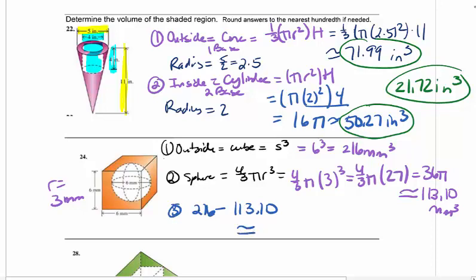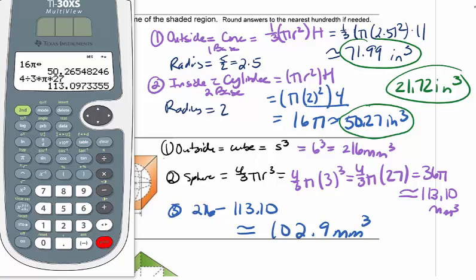And again, this is an approximation because I actually have rounded one of the pieces. So I should get 102.9 millimeters cubed. All I did there was take the 216 and subtract the 113.1. That gave me the 102.9 as my answer.